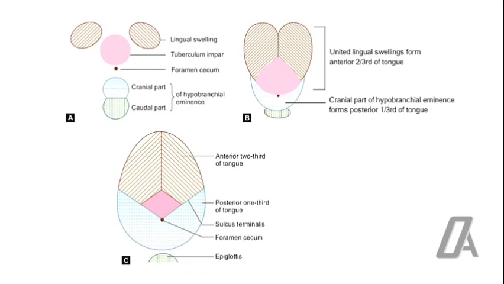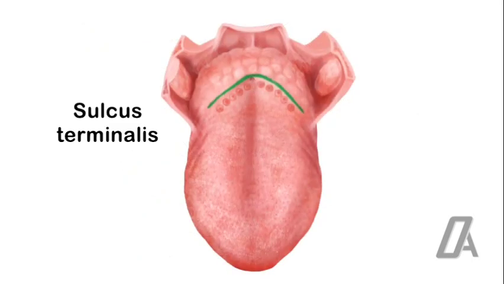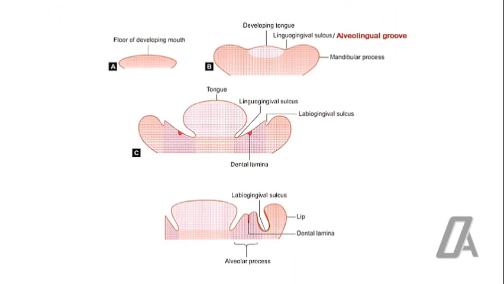A V-shaped groove called the terminal sulcus forms at the junction. This sulcus marks the boundary between the 2 parts of the tongue. It's visible even in the adult tongue. During this period, the tongue also begins to separate from the floor of the mouth. A U-shaped groove forms around the developing tongue. This is called the alveolingual groove. It will eventually separate the tongue from the dental arch.